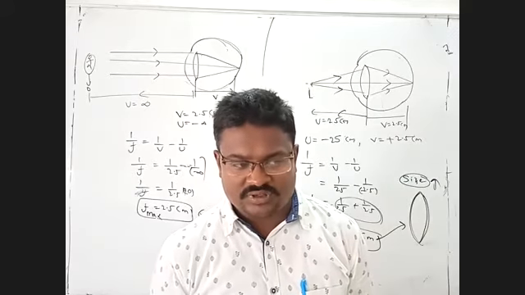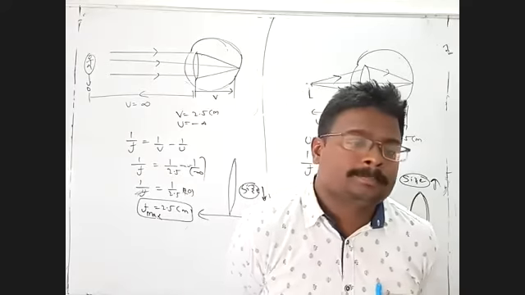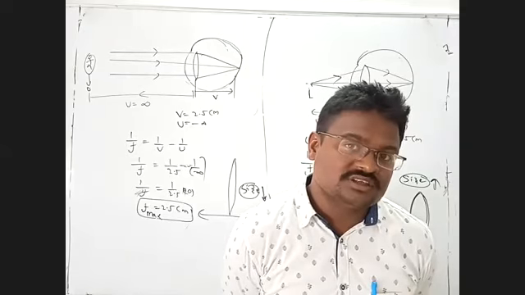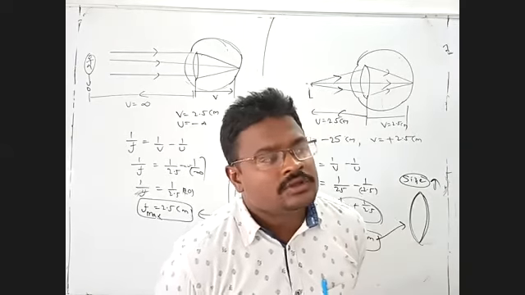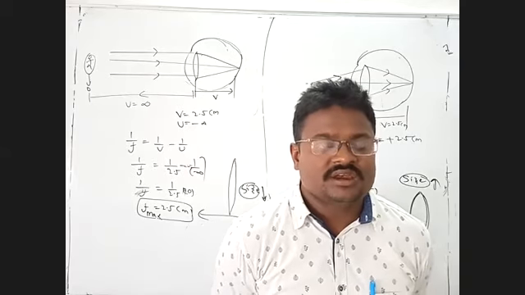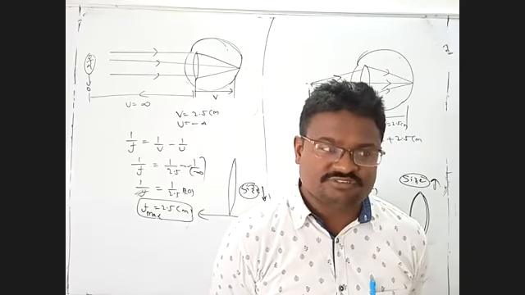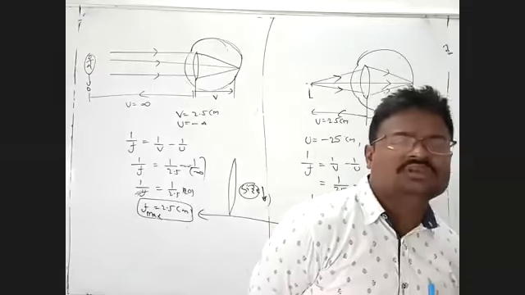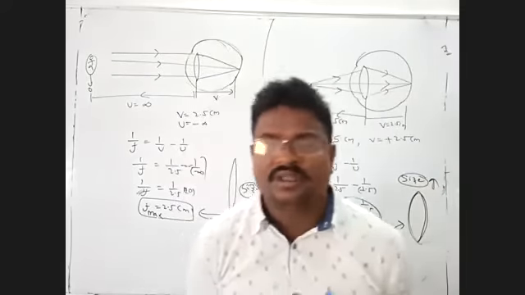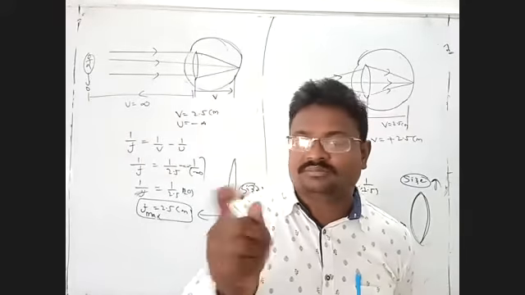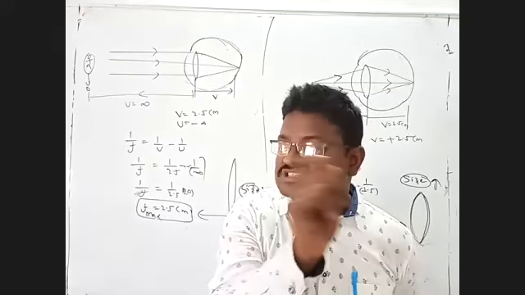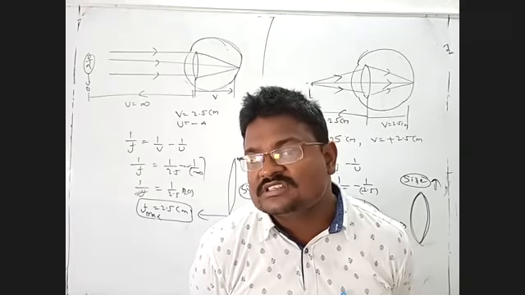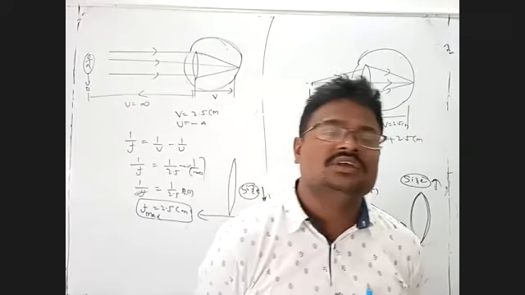How does the image form on the retina? The image is formed by the lens. So the focal length of the lens is adjusted. The object is placed between infinity and LDDV, and the image forms on the retina. The focal length of the convex lens is adjusted by the ciliary muscles.